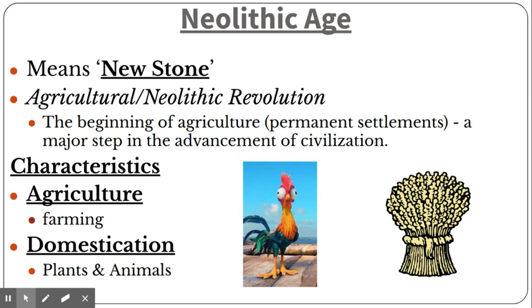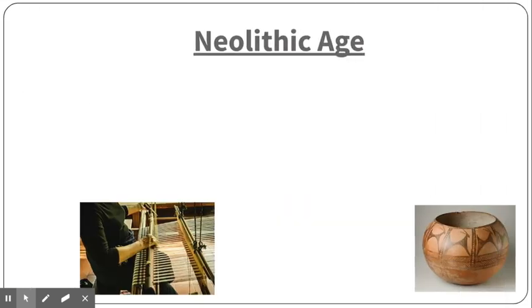Hunting does not stop. As we know, here in the 21st century, people enjoy hunting. It becomes more of a recreational enjoyment type of thing instead of a survival activity. So, agriculture and domestication are two major characteristics during the Neolithic Age. Other characteristics are advanced tools.